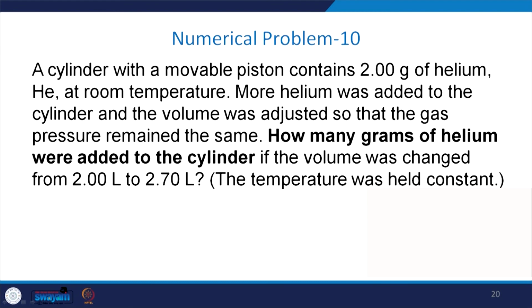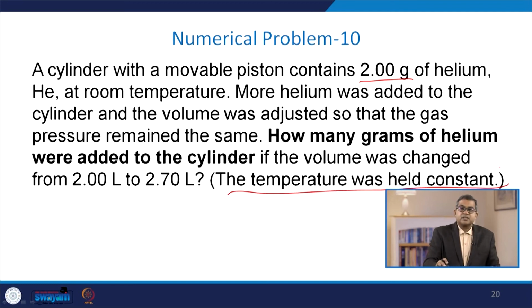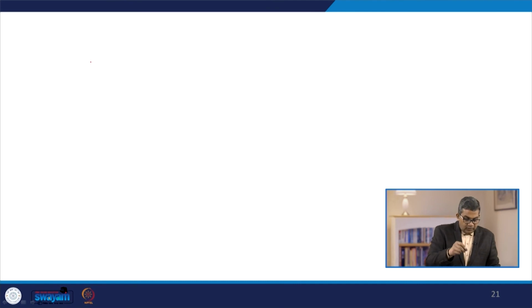Now let us talk about the next problem. Now here a cylinder with a movable piston contains 2 gram of helium at room temperature. More helium was added to the cylinder, and the volume was adjusted so that the gas pressure remained the same. Then how many grams of helium were added to the cylinder if the volume was changed from 2 liter to 2.7 liter, and you may assume that the temperature was held constant throughout the process. Now let us talk about this one.